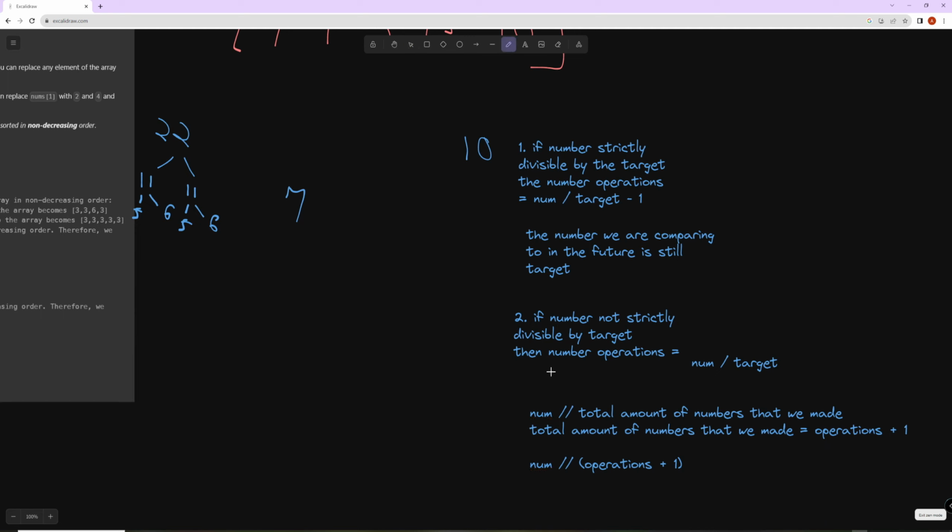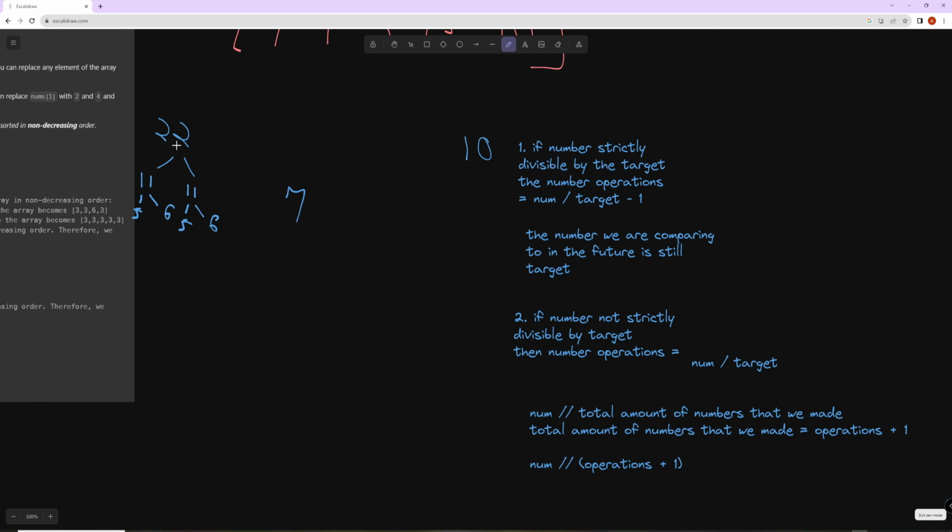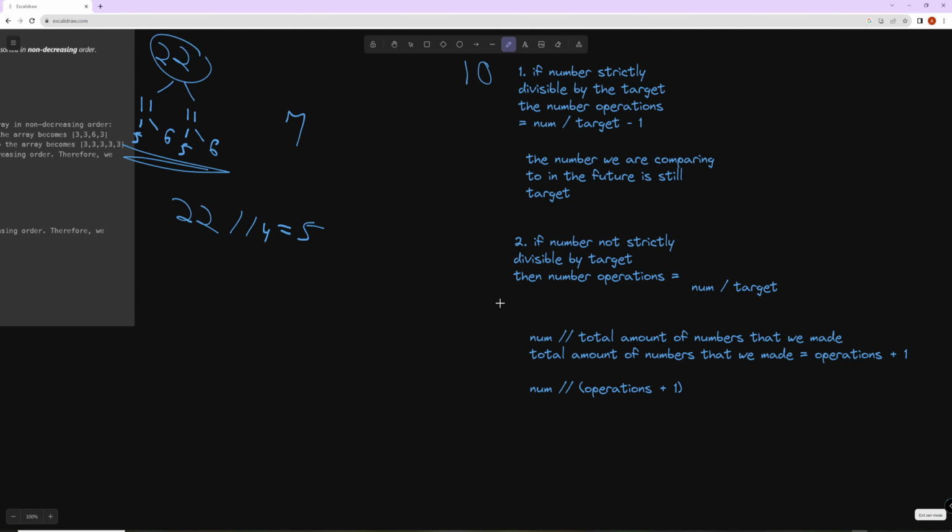And so that's what also, as far as operations, yes, technically it is that for this one. But essentially, let's try this, by the way. So this 22, we made 4 numbers, right? So 22 lower divide by 4 numbers is 5. And that would work for anything. So let's try this with something else just to show you.